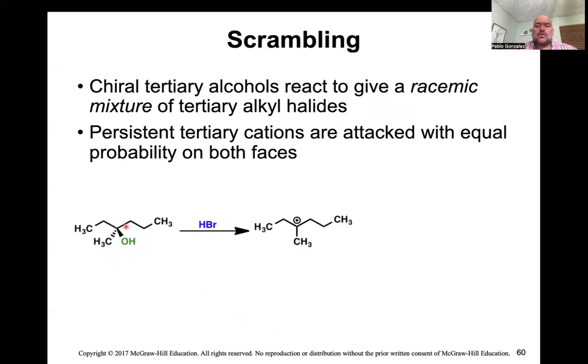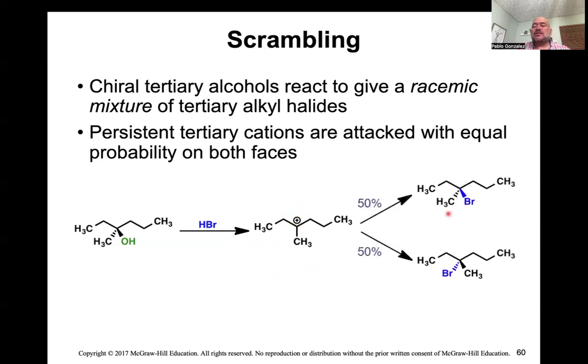So here we have a tertiary alcohol. We use HBr, so the Br is going to substitute the OH. The first step is going to be to create water. The water is a good leaving group, it is going to be released, and we're going to produce the tertiary carbocation. That tertiary carbocation, as we mentioned before, is sp2 hybridized, so it's going to be trigonal planar. So the bromide has the option to attack both faces. It can attack from the front or from the back, and by doing that, it's going to be 50-50%. So that's why we have the racemic mixture.